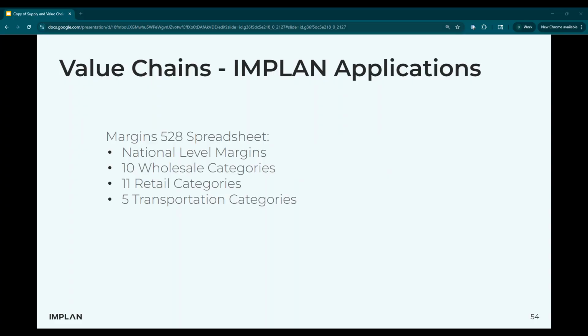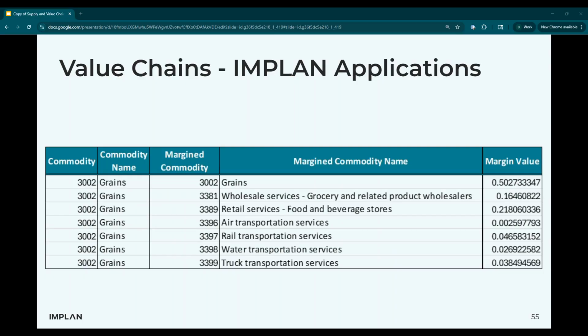So that margins 528 spreadsheet has national level margins in 10 wholesale categories, 11 retail categories, and 5 transportation categories. Again, the values here represent the percentage of final purchaser prices accruing to each particular industry. So we're looking at this grain sector, right? So new sector, new structure. We're looking at a margin for each step along the way, right?